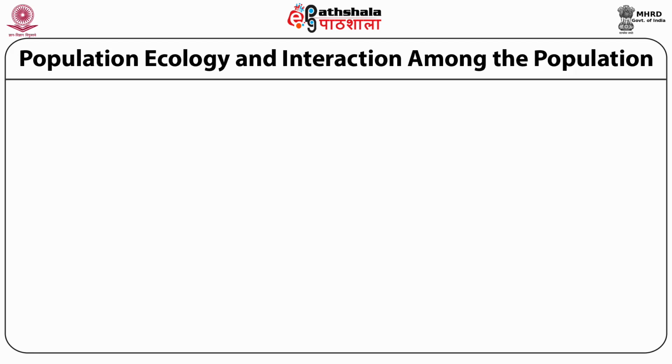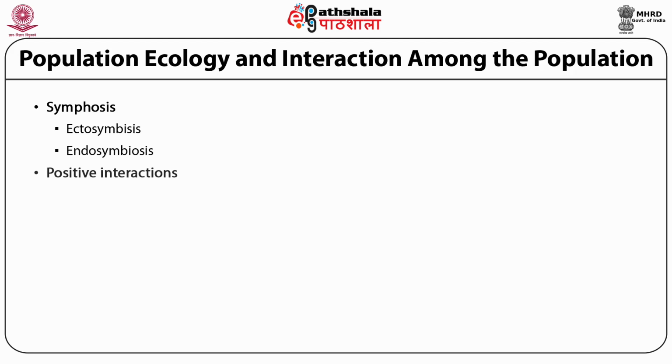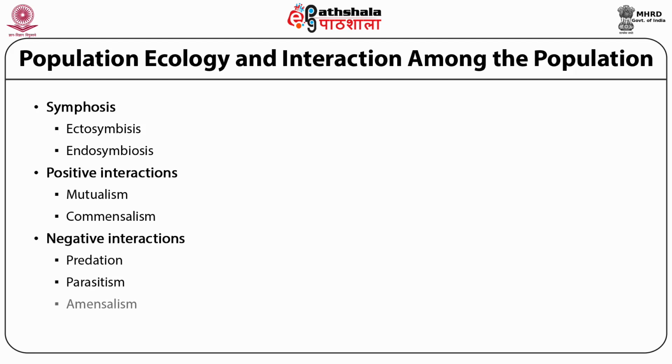So based on the interaction among bacterial or microbial populations or living organisms, these interactions are divided into different categories, that is symbiosis, positive interaction, and negative interaction. Symbiosis is again divided into ectosymbiosis and endosymbiosis. Whereas in positive interaction, generally mutualism and commensalism take place. Whereas in negative interaction, predation, parasitism, commensalism and competition take place.